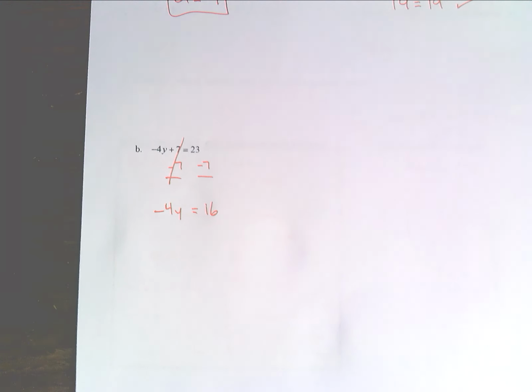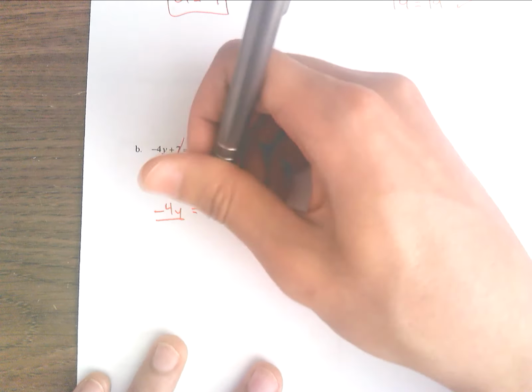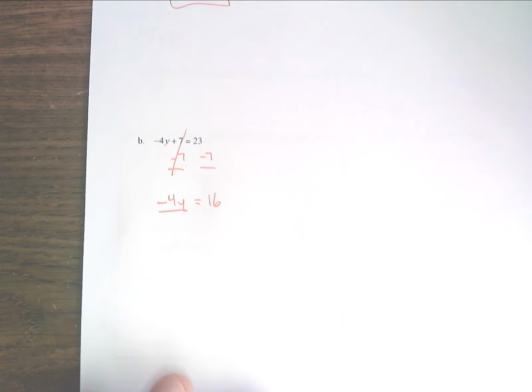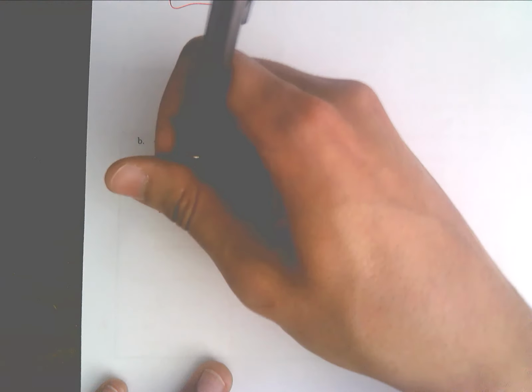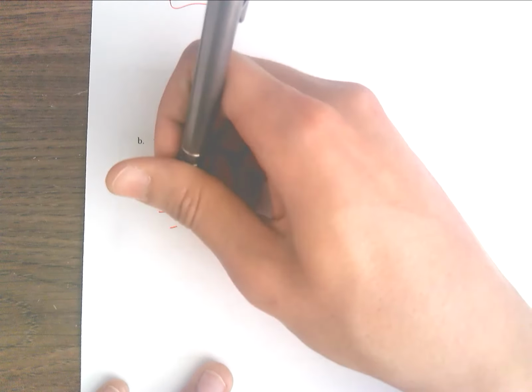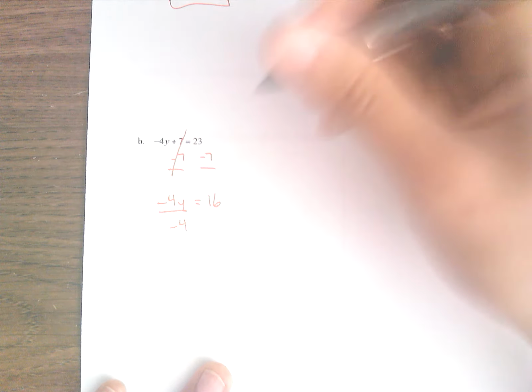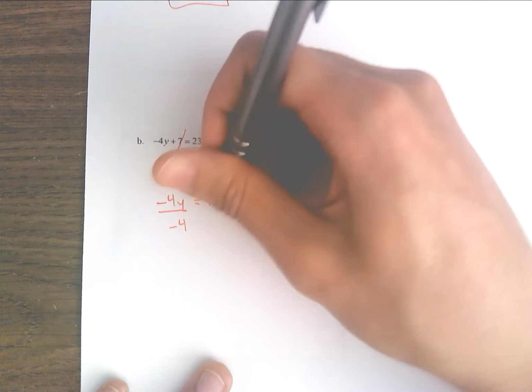Now we have negative 4y. That's the same as saying negative 4 times y. So our next step, we want to divide. But one thing that a lot of students forget is this negative out in front. We have negative 4 times y, so we have to divide by negative 4. A lot of students will put positive 4. Remember that negative.